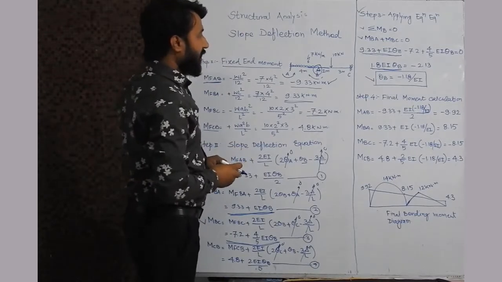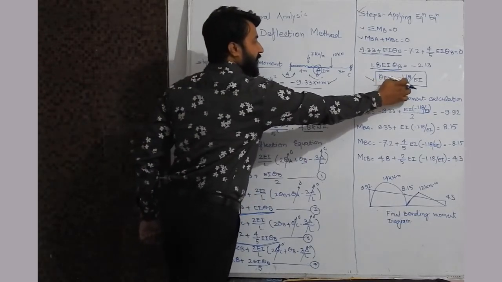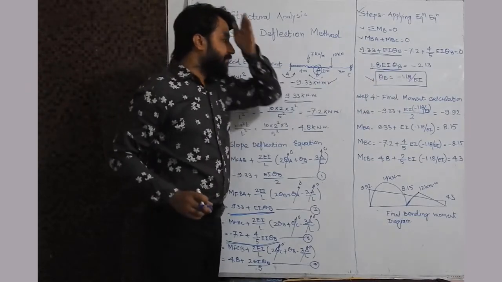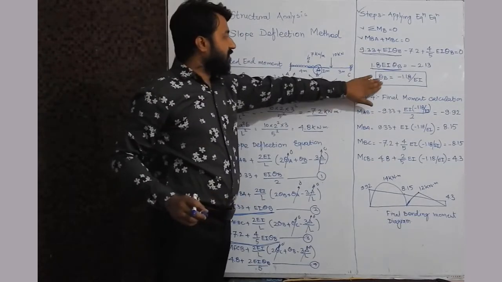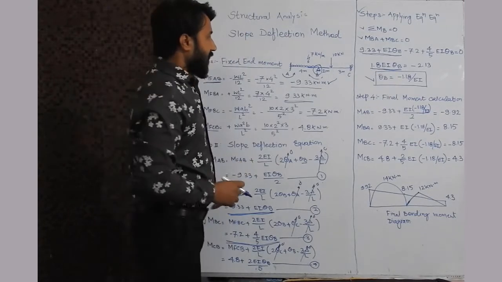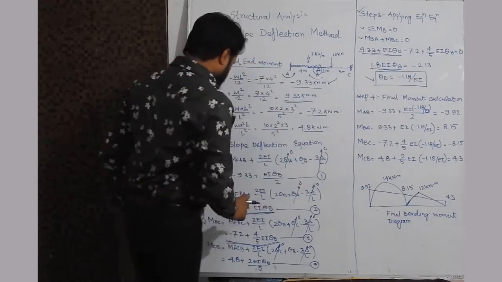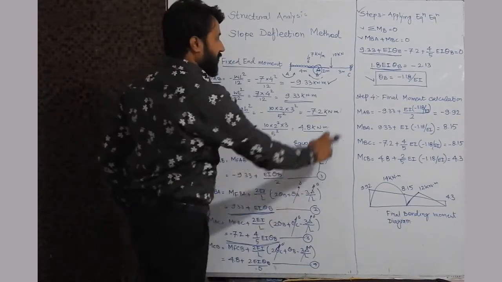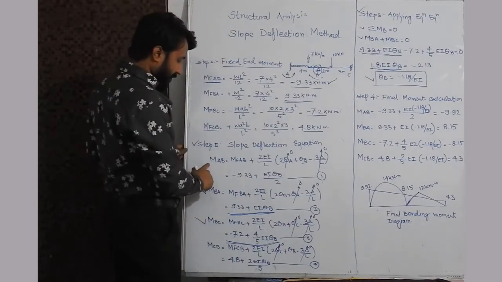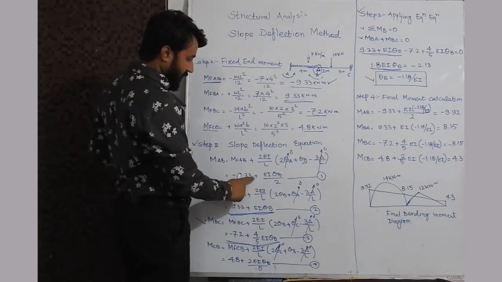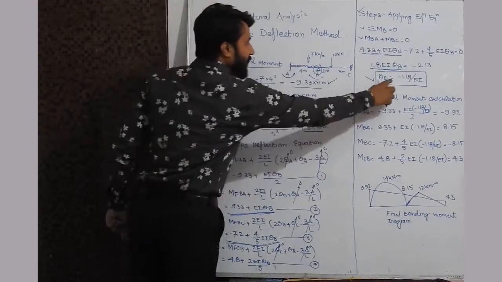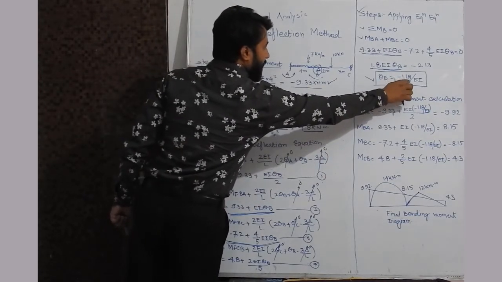2.13 divided by 1.8 is equal to minus 1.18 divided by EI. So we have calculated this value in terms of EI. So theta B we know is equal to minus 1.18 divided by EI. We will put this theta B value into these 4 equations and we will get the final moment calculations. Okay. So MAB, you know, minus 9.33 plus EI theta B by 2. So instead of this theta B, we will put this value, minus 1.18 divided by EI.